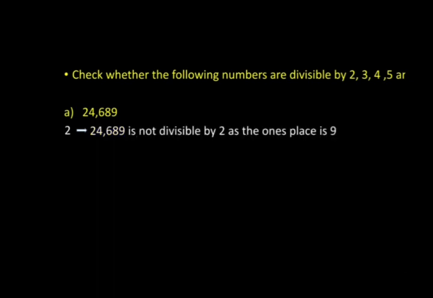Next, we are going to check by 3. Divisibility rule of 3. What we should do? We should add the given digits. 2 plus 4 plus 6 plus 8 plus 9. 2 plus 4, 6. 6 plus 6, 12. 12 plus 8, 20. 20 plus 9, 29. Do we get 29 in the 3 table? No. So this given number is not divisible by 3.